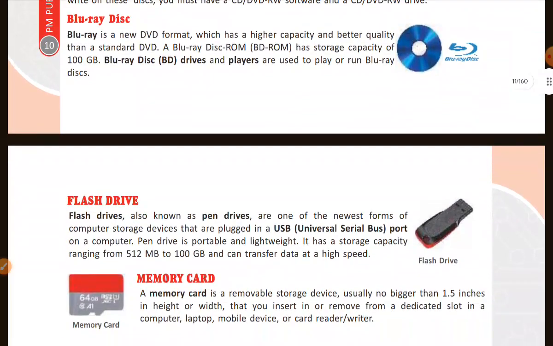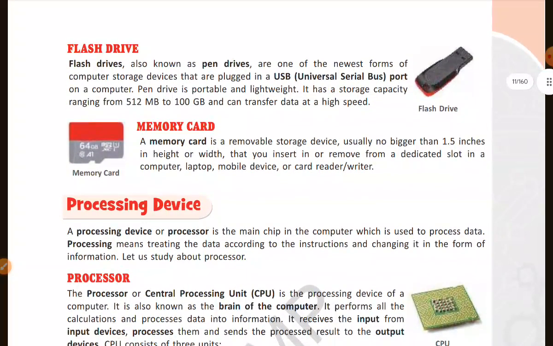The next storage device is the flash drive. Flash drives, also known as pen drives, are one of the newest forms of computer storage devices that are plugged in a USB or universal serial bus port. USB ports are the ports where we can insert our pen drives. Our latest televisions also have these types of USB ports where we can insert pen drives and also use the TV screen as a monitor screen.